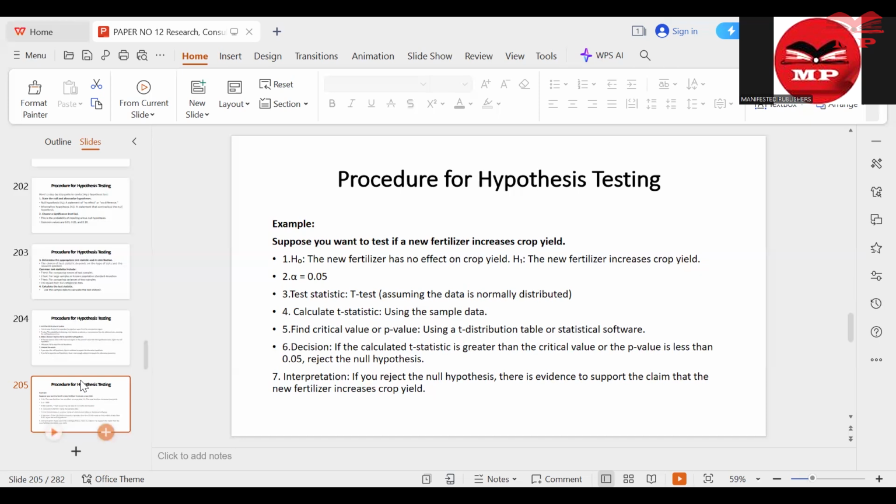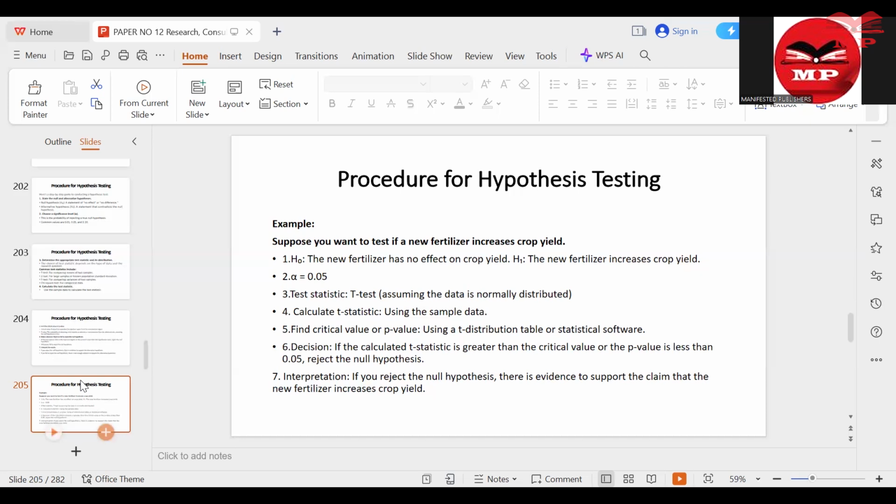Then you move to step 4, where you calculate the T statistic using the sample data from the acres. Then under step 5, find the critical value or p-value using a T distribution table or statistical software. You could use, for example, SPSS. You put that information there and see, for example, the spread in relation to the data you have used. Then step 6, the researcher makes a decision. If the calculated T statistic is greater than the critical value, or the p-value is less than 0.05, which we selected in step 2, reject the null hypothesis.